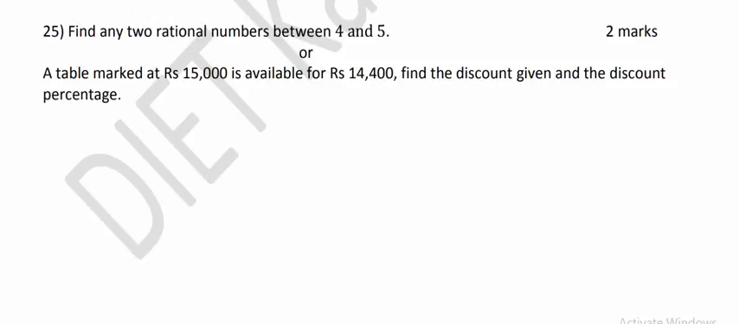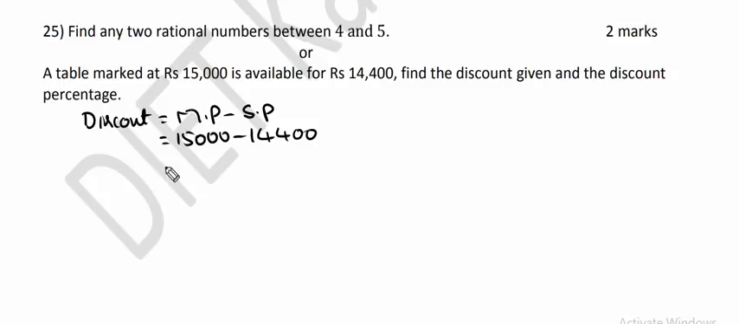Then we have to move on to the next question, that is a table marked at 15,000 is available for 14,400. Find the discount. Here for the discount we have the formula, that is marked price minus selling price. Here the marked price is 15,000 minus selling price 14,400. By subtracting this we get 600 as the discount. Now we have to find the percentage discount.